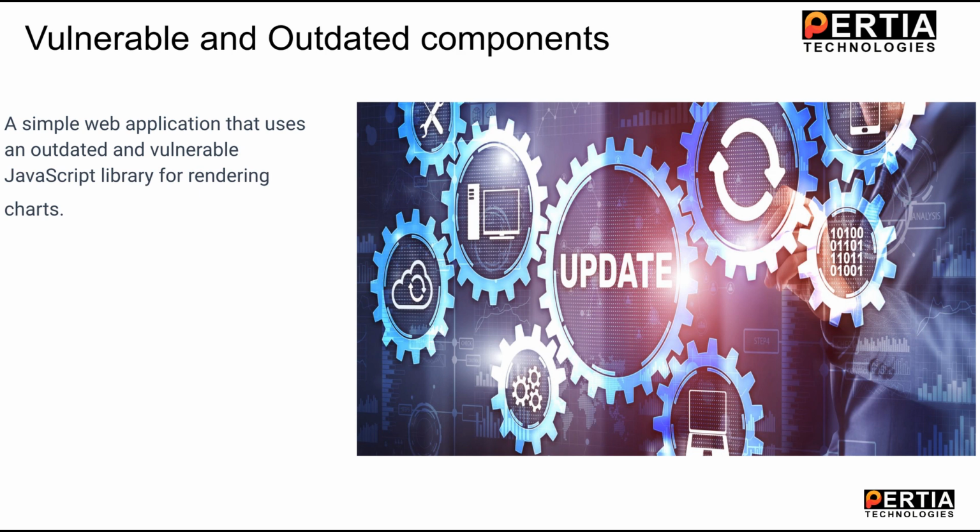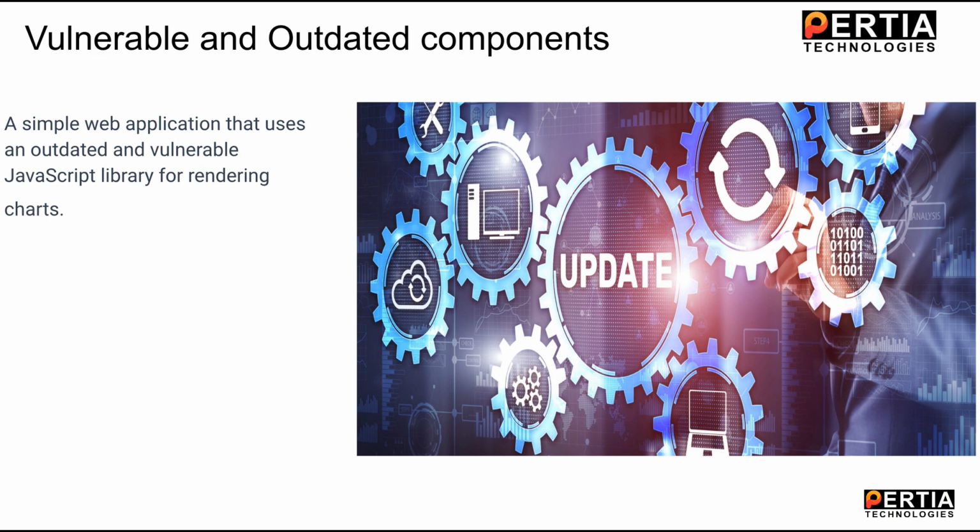Example, let's imagine a simple web application that uses an outdated and vulnerable JavaScript library for rendering charts. This library has a known security vulnerability that allows attackers to execute arbitrary code in the user's browser. What will happen in this scenario? The vulnerable component is the outdated JavaScript library. The application uses this library to display interactive charts to users.